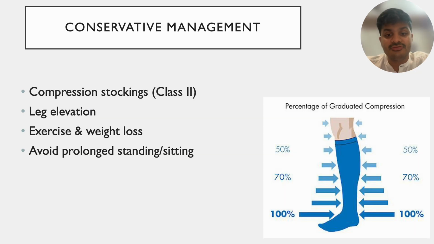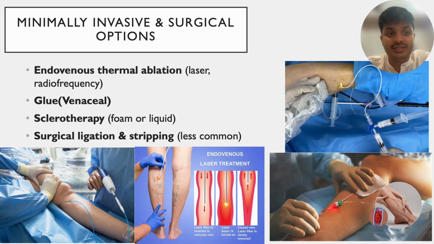When it comes to management, first we'll definitely try conservative management. That is class 2 compression stockings. Here you can see it is a graded compression stocking, meaning the compression power is more in the lower part, the dependent part of the leg, and it decreases as it comes up. So this is a graduated compression. Another thing is you should go for leg elevation, and exercise and weight loss will also help, and avoid prolonged standing or sitting.